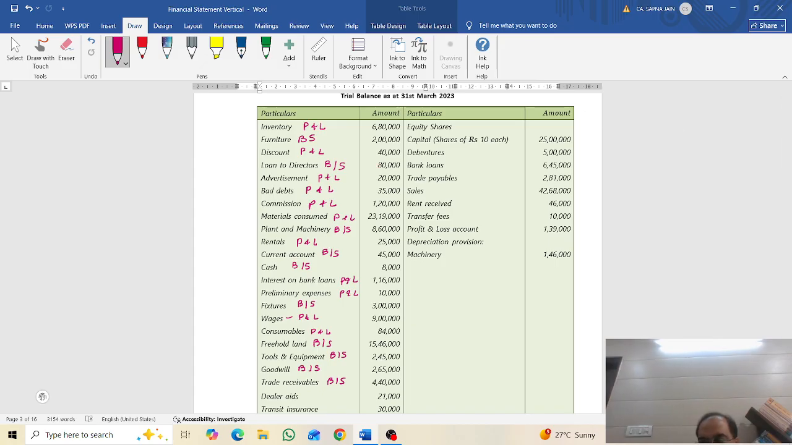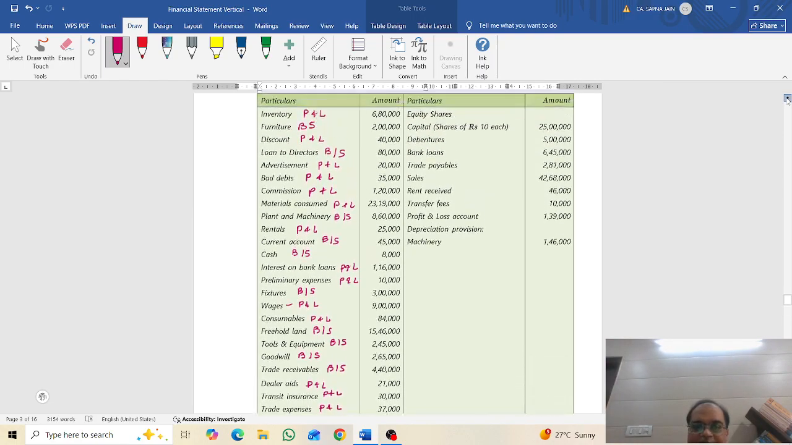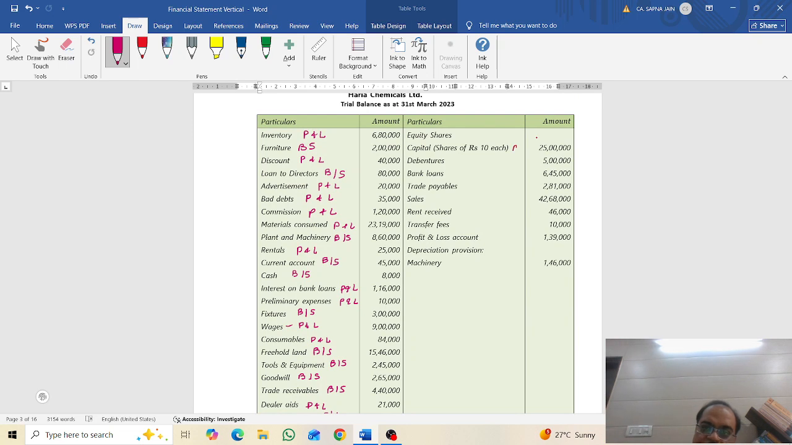Now, dealer aids is an expenditure, profit and loss account. Transit insurance is profit and loss account. Trade expenses, profit and loss account. Distribution freight, profit and loss account. And debenture interest is also profit and loss account. Now, from the credit side, equity share capital, balance sheet. Debenture, balance sheet. Bank loan, balance sheet. Trade payable, balance sheet. Next is sales.